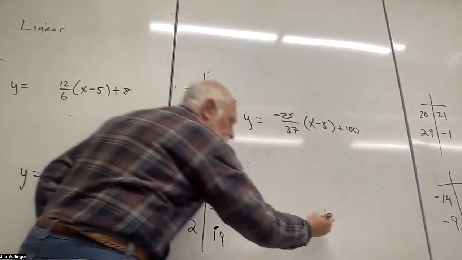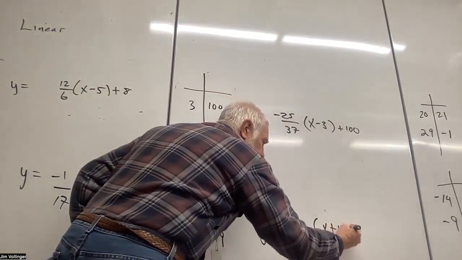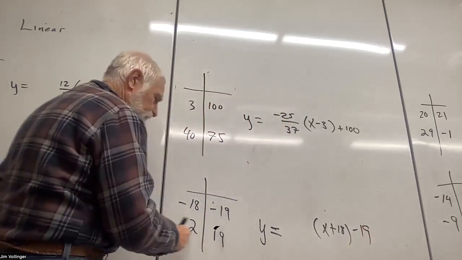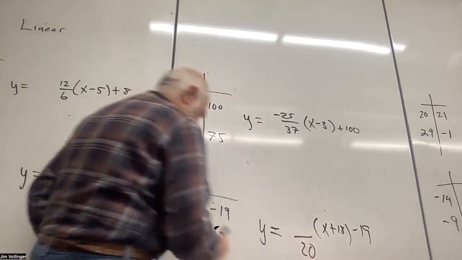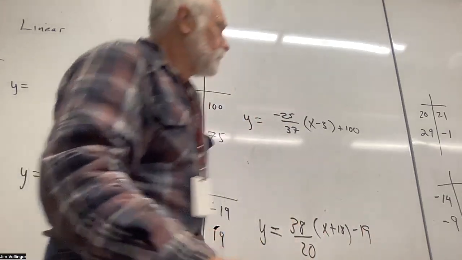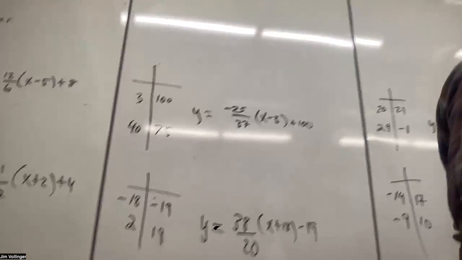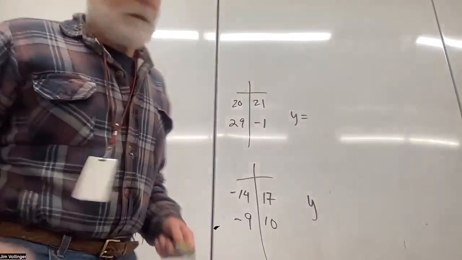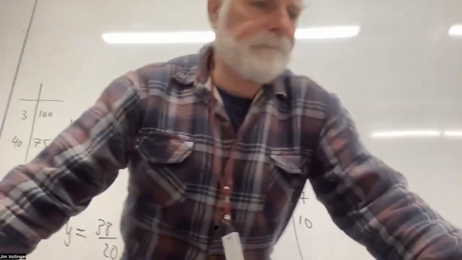Linear, minus 18, we'll go X plus 18. I want negative 19, I put it there, I got a marker. Negative 18 to 2, change of 20. Minus 19 to 19, 38. Linear. Guess you can see it, maybe not.